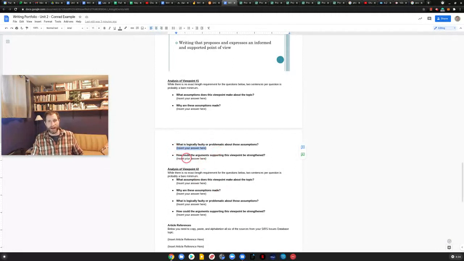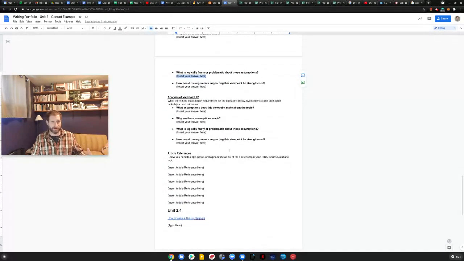Next one, how could the arguments supporting this viewpoint be strengthened? And so what could they do to maybe improve the argument here? Two sentences for each of these. What you write in this section of your portfolio will turn into your analysis paragraphs in the paper outline, which you can find if you see the paper assignment.